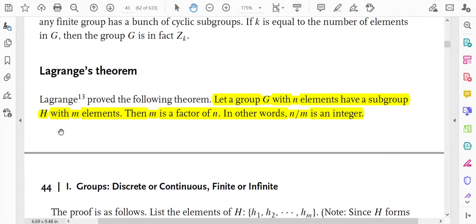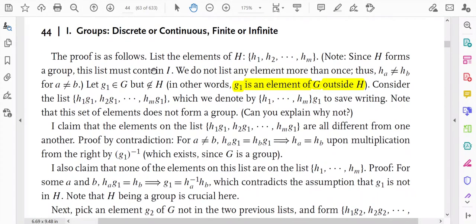So we consider a group capital G containing small n number of elements, and this group G has a particular subgroup capital H, and capital H contains small m number of elements. Then small m is a factor of n. In other words, n by m is an integer. So this is Lagrange's theorem, and we have to prove it. The proof is as follows.